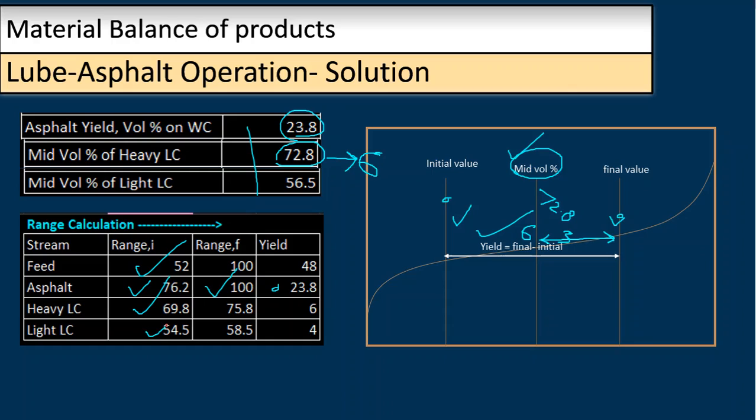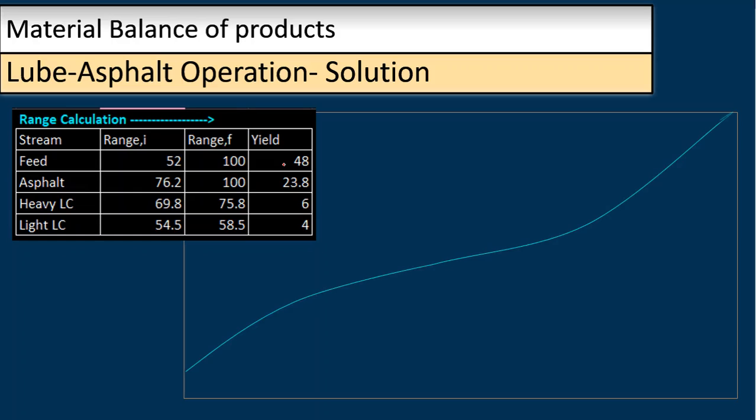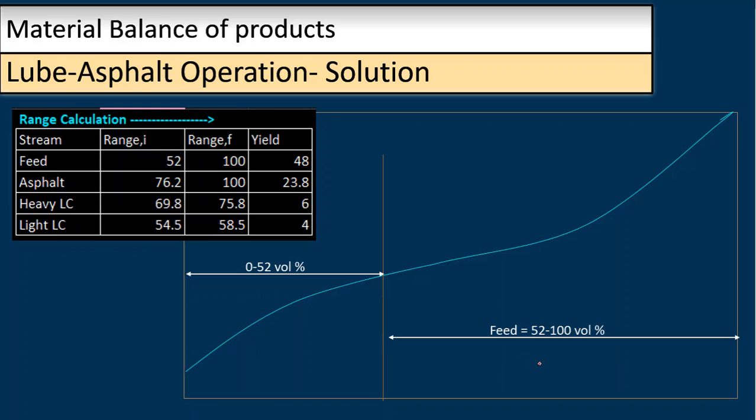Similarly, the light lube cut ranges can also be found, because the yield is given and the mid volume percent is calculated with the help of the earlier graph. In this way we can find out all the products. You can look here in the graph more properly. This is a graph; the 0 to 52 volume percent is not related to the vacuum. This is the feed for the vacuum, and it is divided into two parts. One part is asphalt and the remaining is distillates.